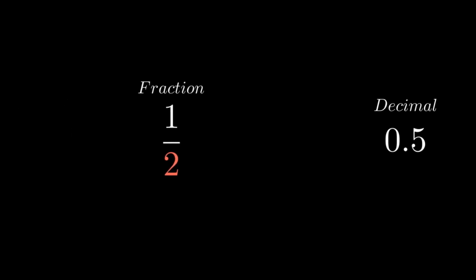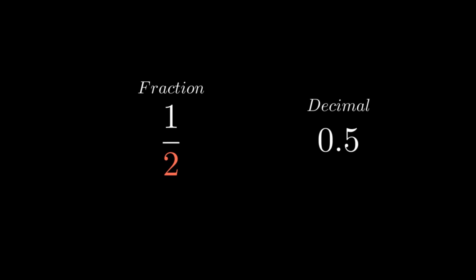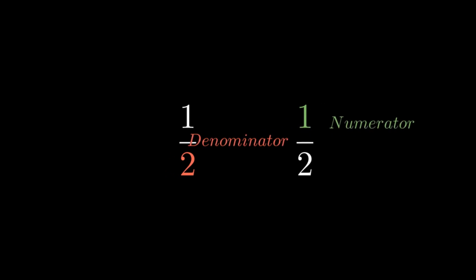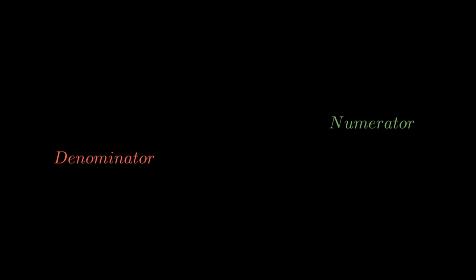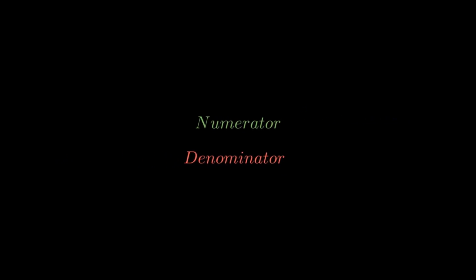This decimal can be represented as a fraction, which is the exact same value: 1/2, meaning a half or 50% of a whole number. A fraction has two parts to it, a numerator or the top number and a denominator or the bottom number. These are what make a fraction as a whole. You can look at them in such a way. Numerator is top, denominator is bottom.